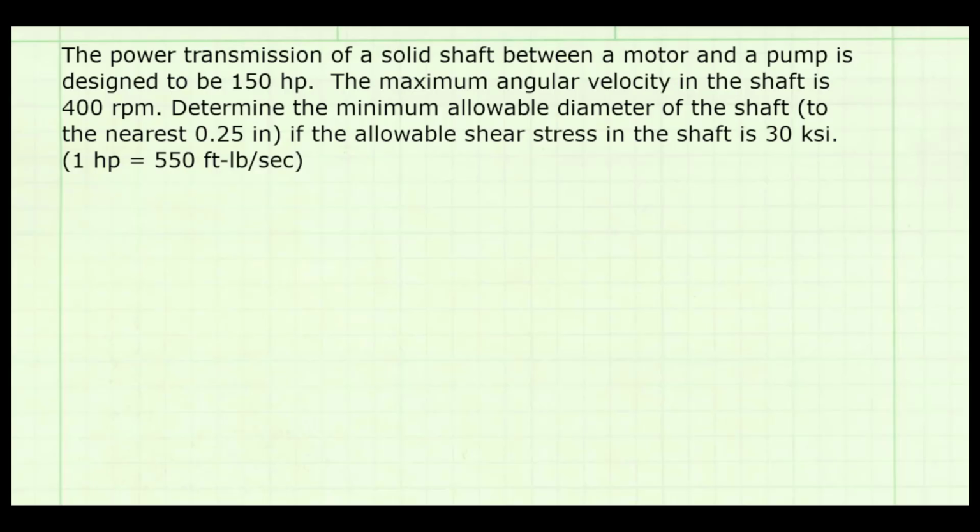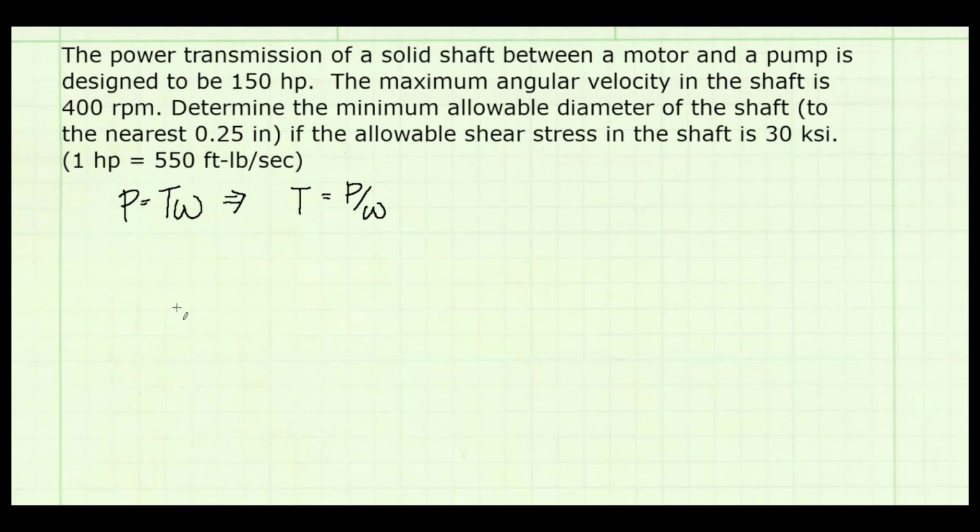Here's a power transmission problem. It says, the power transmission of a solid shaft between a motor and a pump is designed to be 150 horsepower. The maximum angular velocity in the shaft is 400 RPM. Determine the minimum allowable diameter of the shaft to the nearest quarter inch if the allowable shear stress in the shaft is 30 ksi. We are given the conversion from horsepower to foot-pounds per second.